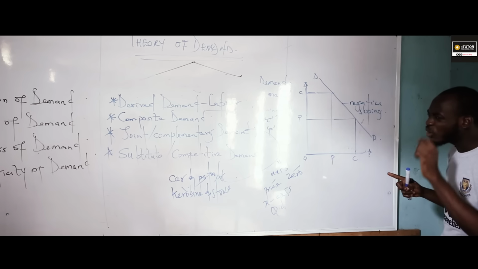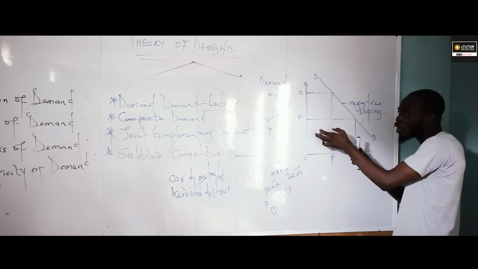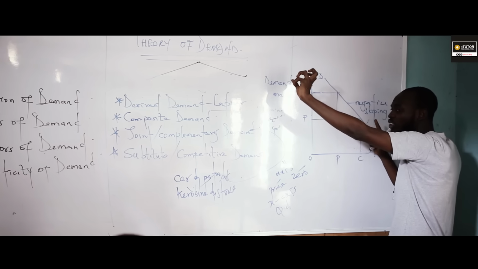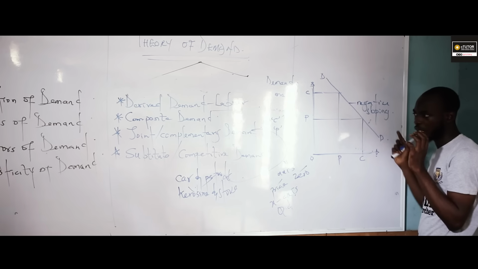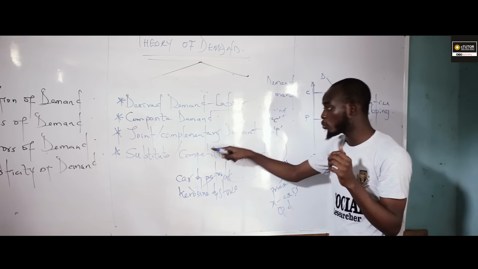Do you understand? And don't forget what I said. Under joint or complementary demand, we also have contraction of demand and extension of demand. Am I communicating now? Before I explain, let me move to the third one.